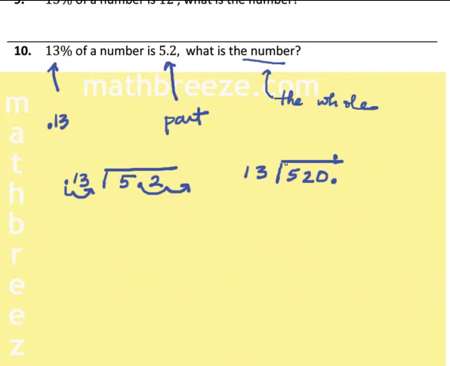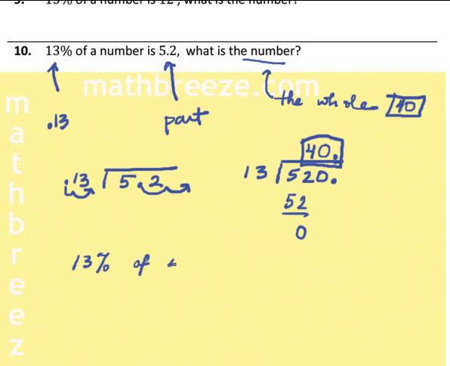Now 52 divided by 13 is exactly 4 times. Make sure you line the 4 up with the 2. And so we have a blank here before the decimal, and we're going to fill that in with a 0. So that's our whole. Our whole number is 40. Okay, so that says 13% of a number is 5.2. So the number, the whole, is 40. In other words, 13% of 40 is 5.2.